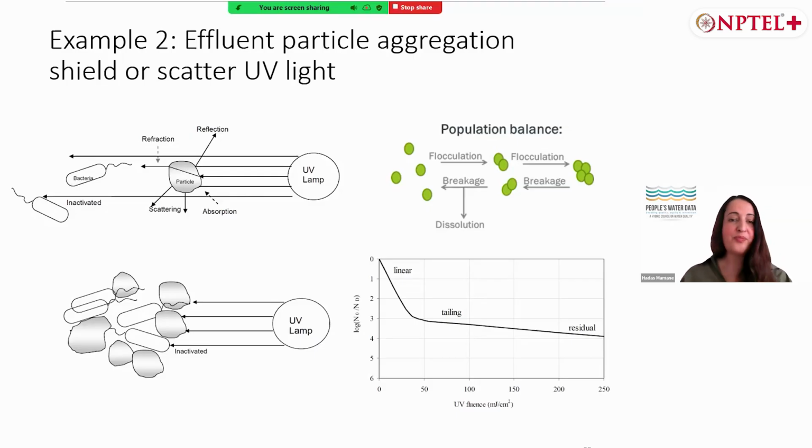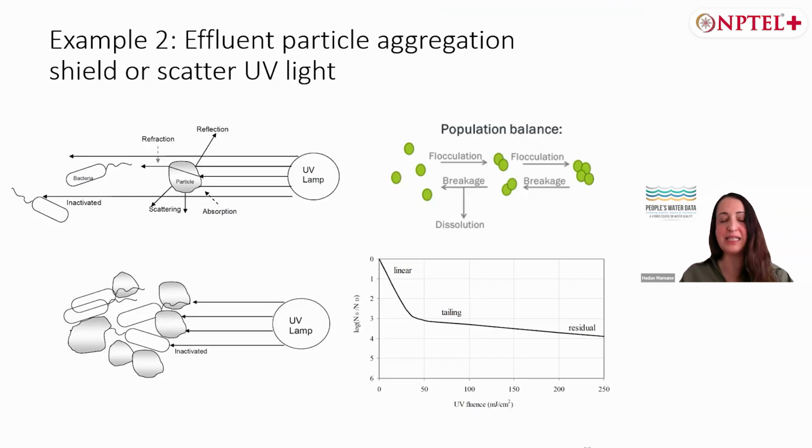In addition to that, in wastewater effluents, where we induce flocculation of particles, the particles will flocculate with the microbes. And what we see here with the dose response curve, initially we see a linear inactivation curve, and then we obtain tailing. Tailing means that even if we increase the UV dose, the bacteria will not be disinfected. And that is because they are protected within an aggregate.